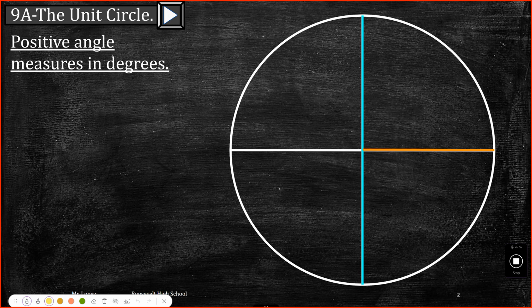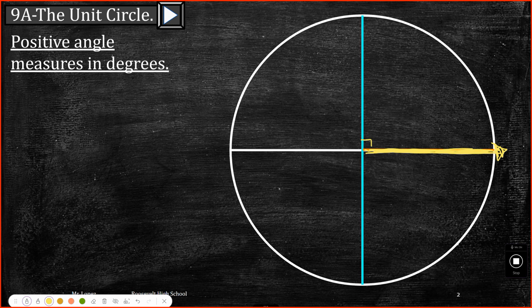We have to start somewhere, and we always start on the positive x-axis. So you've got like a spinner. Always start on this ray, so you start here. If you spin it up, it's positive. If you spin it down, it's negative. All right. So positive angle measures in degrees.